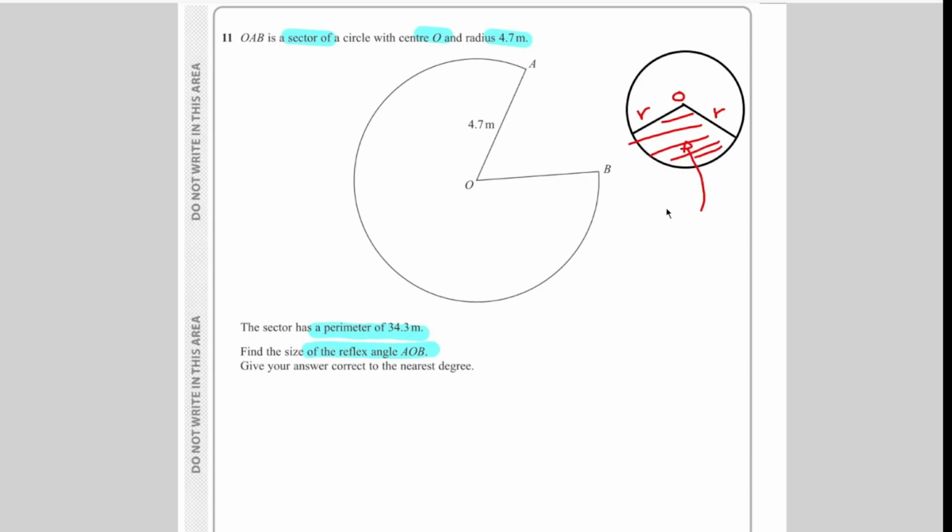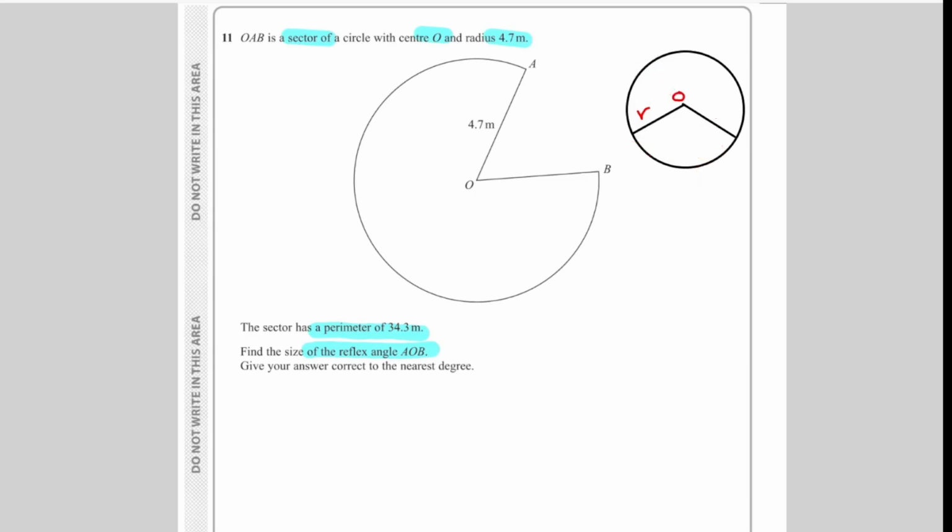This is known as a minor sector. It is something like a piece of pizza, right? Here, the minor sector. And this one, this is the bigger piece. We call it the major sector. So this is the piece that we know as a sector. This is also a sector. Since this is the smaller part, we call it the minor sector. This is the bigger part, therefore we call it the major sector.